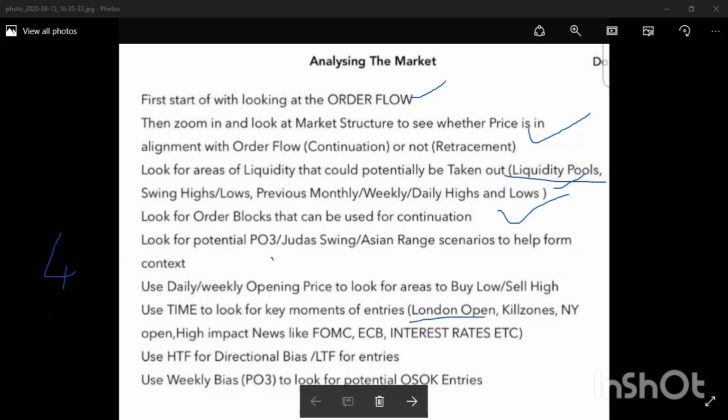From London opens at 8, right? 8 to 12. These are the 4 hours I'm looking for a setup. And also New York is from 3 p.m. to 7 p.m. my time. This is where I'm looking for a setup. These 2 times here, that's my Q zones.